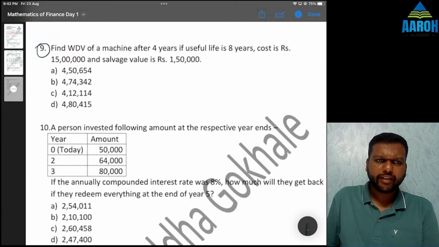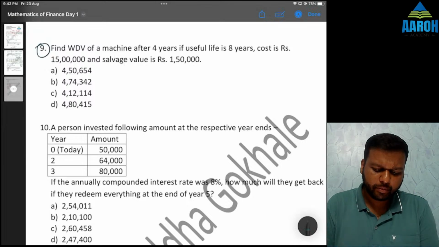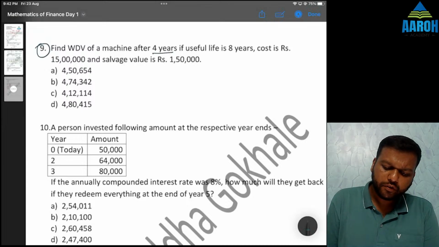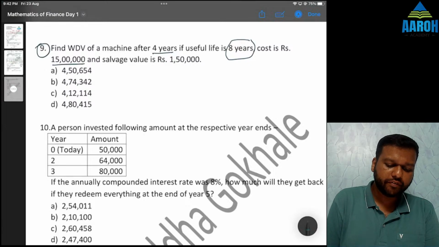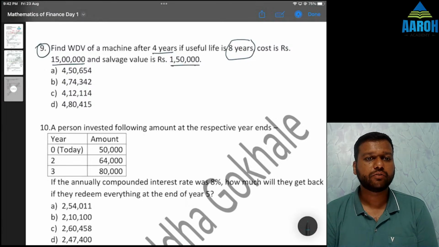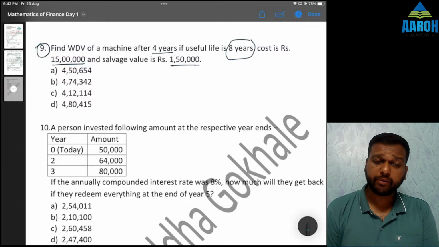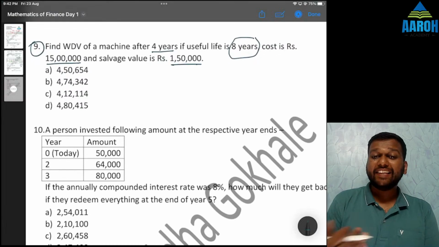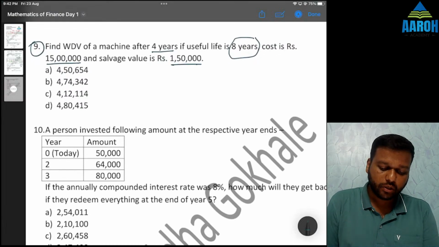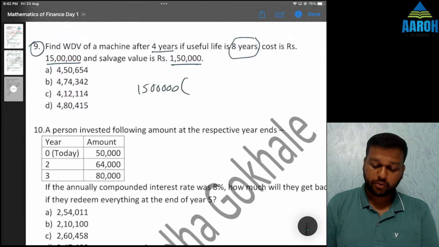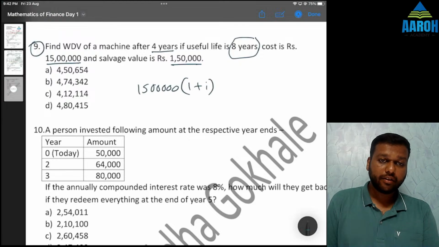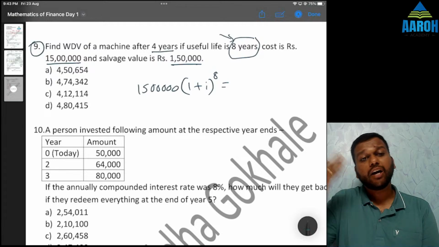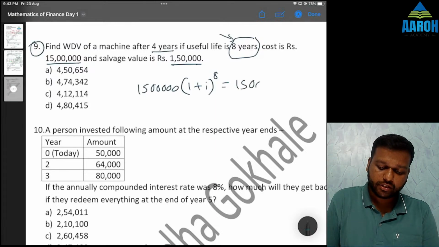Okay, last 2 questions for today. Find WDV of a machine after 4 years. If useful life is 8 years, cost is 15 lakhs, salvage value is 1,50,000. Think of depreciation as negative compound interest. Initially, what is the cost? 15 lakhs. Let's call that the principal. Principal into 1 plus I raised to n. N is 8 years because useful life is 8 years. It will give us the amount at the end, which is 1,50,000.